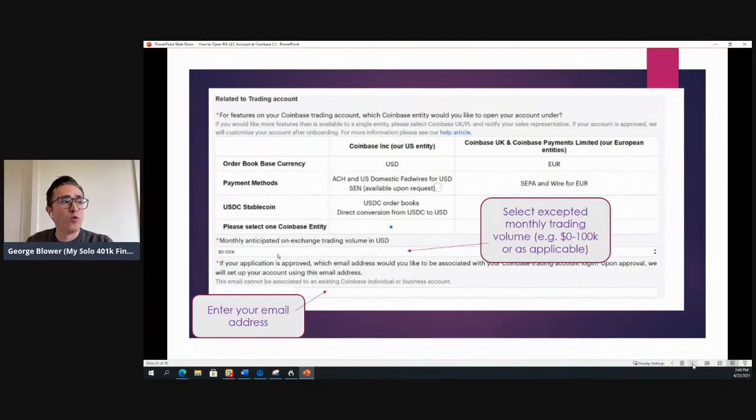Now you'll be asked for more information about your trading, about the trading account. So the first question is going to be asking about the monthly volume that you anticipate. Here again, you would choose $0 to $100,000 or higher if applicable. Then you'll be asked to enter your email address. So please enter it there.